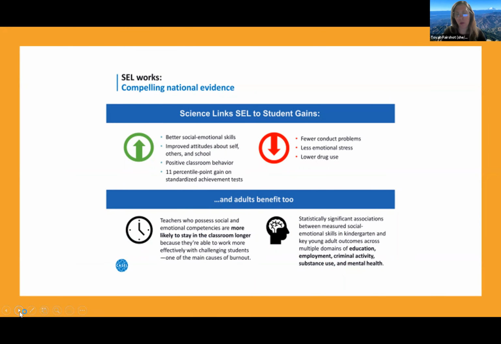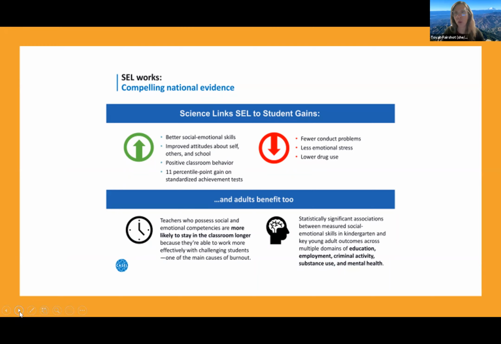And what we know about social and emotional learning is that there is evidence everywhere that social and emotional learning works to increase student gains, right? Our students have better social and emotional skills. They have better attitudes about themselves. They have positive classroom behavior.